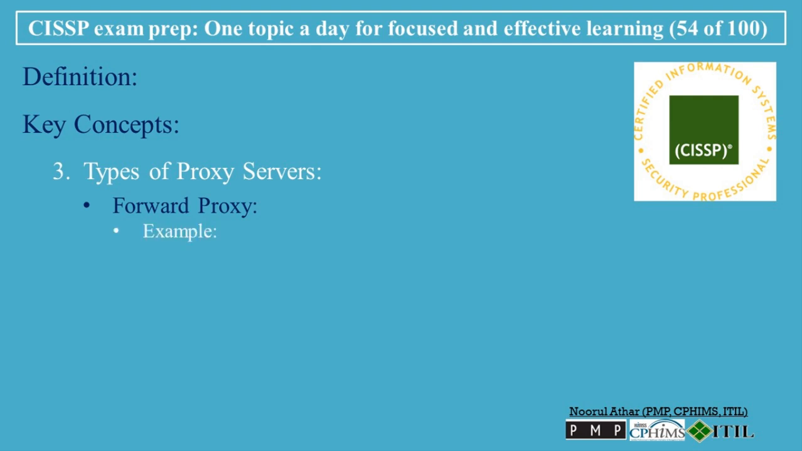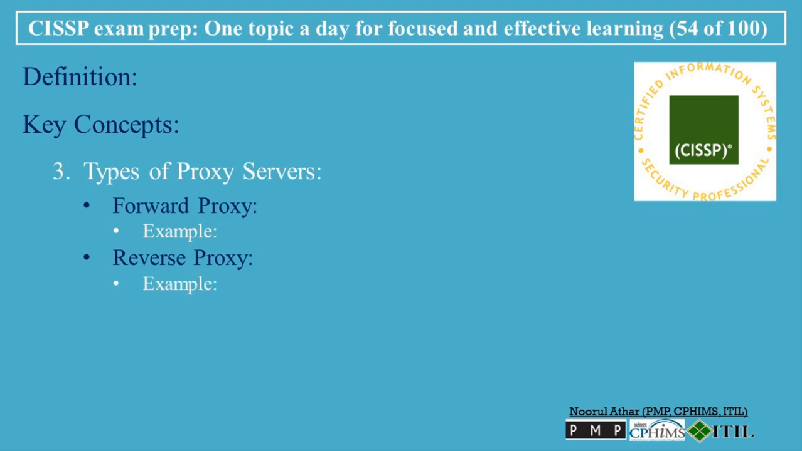Example: an organization uses a forward proxy to control and monitor employees' internet usage, blocking access to malicious or inappropriate websites. Reverse proxy. A reverse proxy sits in front of web servers or services and forwards requests from clients to the appropriate backend servers. Reverse proxies are commonly used to distribute traffic, provide load balancing, and enhance security by hiding internal servers from direct exposure to the internet.